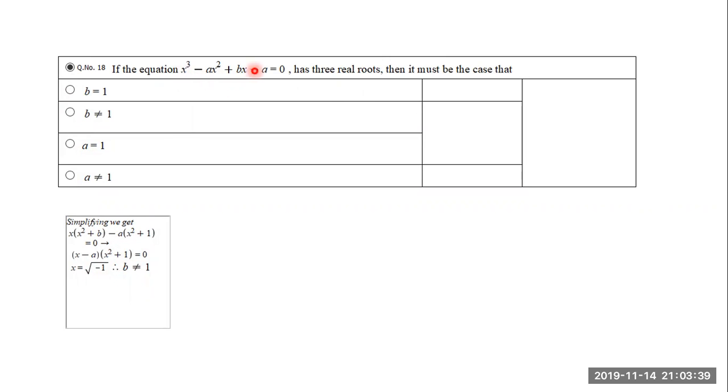So I'm just simplifying it in terms of x into x minus a into x squared plus 1. There b will be 1. In that case, the roots become, sorry, unreal. Therefore, b cannot be 1. That's the answer. Very good.